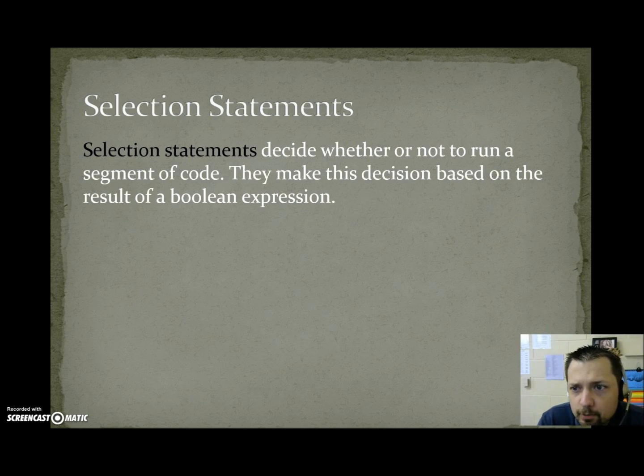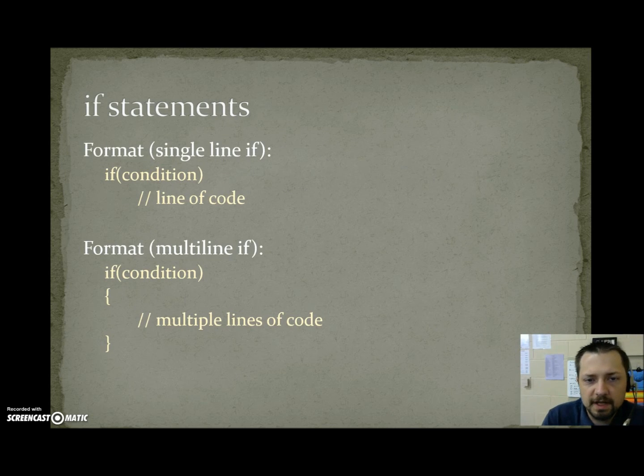Selection statements decide whether or not to run a segment of code. They make this decision based on the result of a Boolean expression. That Boolean expression we're going to refer to as a condition in the rest of this unit. When a condition is true, the code in the selection statement is executed. When it is false, the code in the selection statement is skipped. Our first selection statement we're going to be looking at is if.